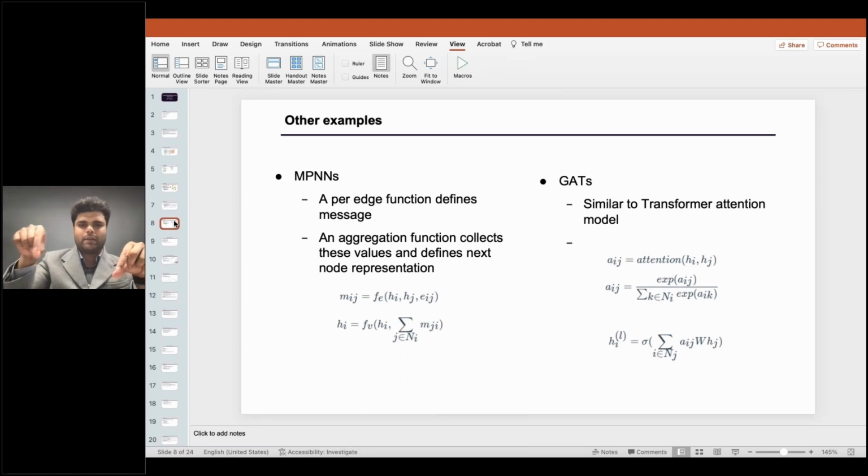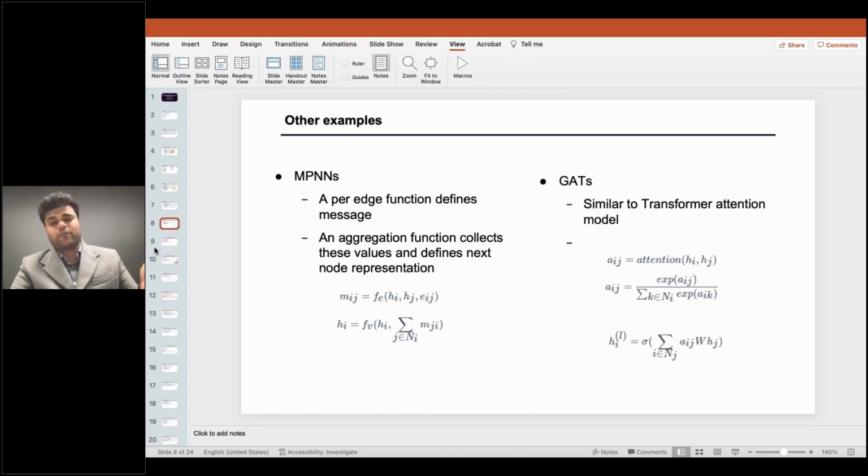So there is going to be a message being passed from node A to node B, and that is going to be defined by the current representation of node A, node B, and the edge features. So those three put together would define the message moving between node A and node B. And the next representation of a single node is going to look at all the messages that are coming in from its neighborhood, and it's going to apply an invariant function, for example, summation, on all these messages, and that summed up value and the current representation is used to generate the next representation.